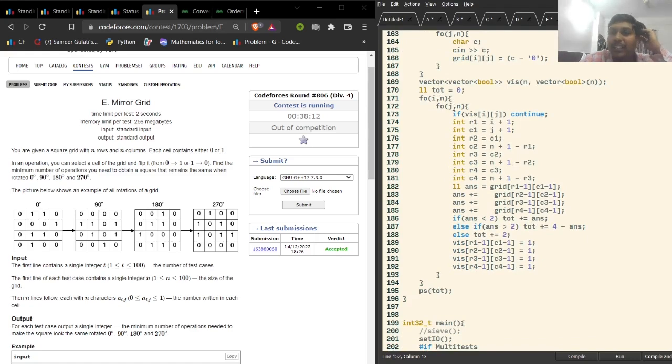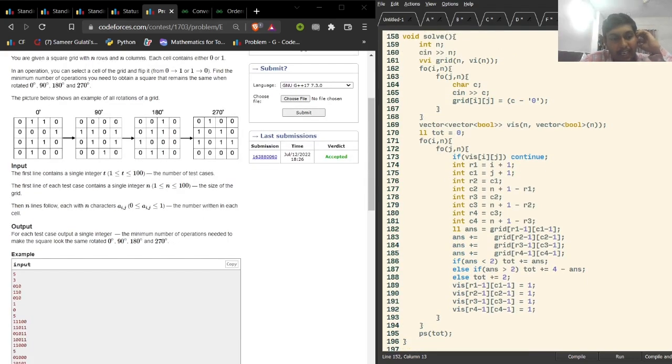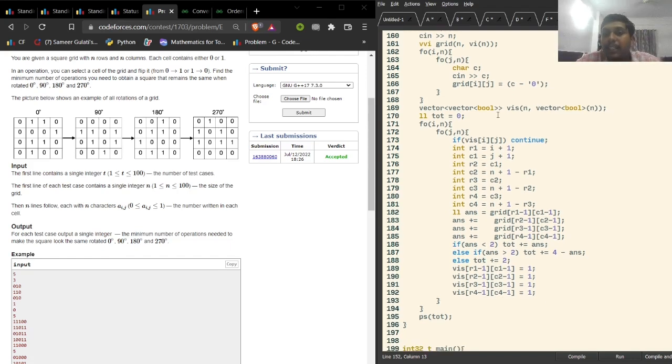So I just store it in a grid, and since I'm getting characters, 0 or 1, I convert it to an int by subtracting the character 0. If my current character is 0, I will get 0 minus 0, which is 0. Otherwise I'll get character 1 minus character 0, which is 1. So I can fill my grid array like that. Then I want to check all of the cells that have already been visited. We don't want to count them again and again.